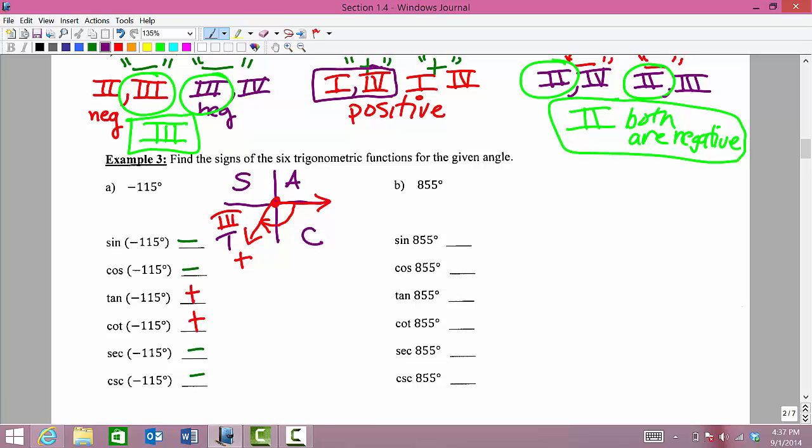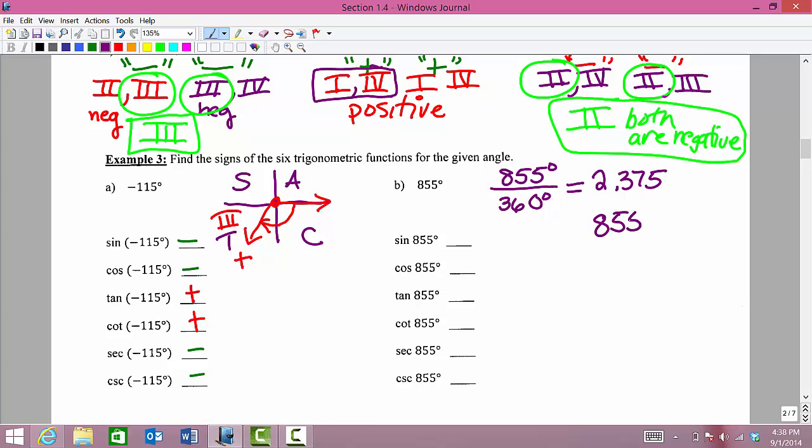For 855 degrees, we want to know first, what quadrant does the angle lie in? Let's use our shortcut. Let's divide 855 degrees by 360 degrees. That way we will know how many complete rotations we have. So 855 degrees divided by 360 gives me 2.375. So I have two complete rotations.